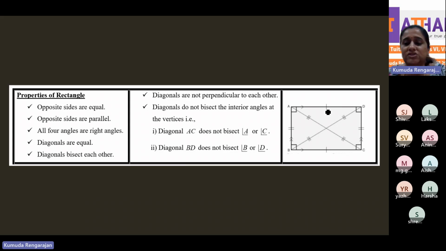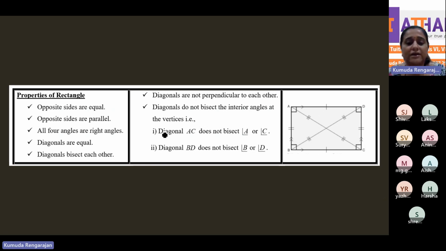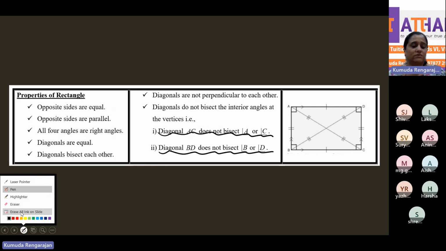Diagonals are not perpendicular to each other. It is not 90 degrees here. And diagonals do not bisect the interior angles of the vertices. So this diagonal AC does not bisect angle A or angle C. So this 90 degrees does not become 45, 45 here. It may be 30 degrees here and 60 degrees here. The total will be 90, but they'll not be equal. Similarly, here it will not be 45, 45. So diagonal AC does not bisect angle A or C. Diagonal BD does not bisect angle B or angle D.